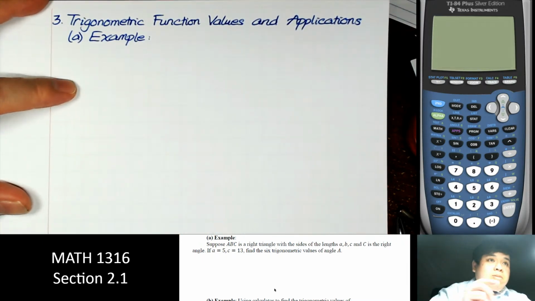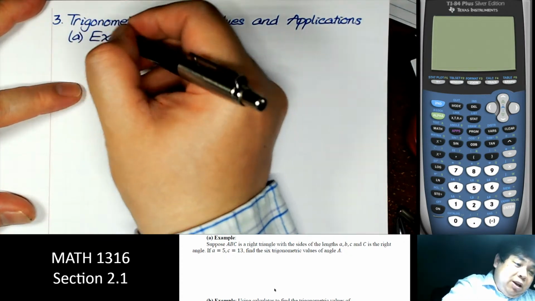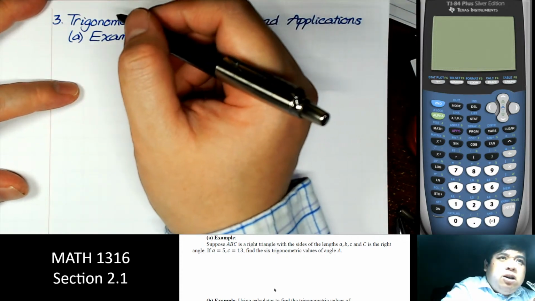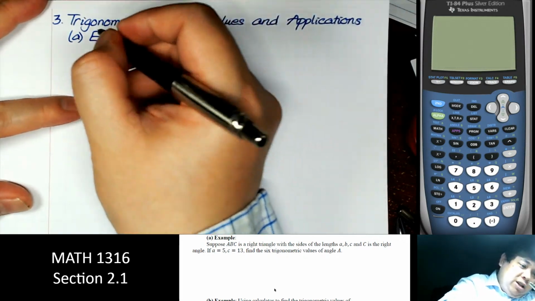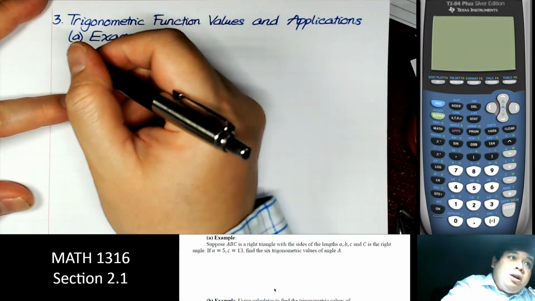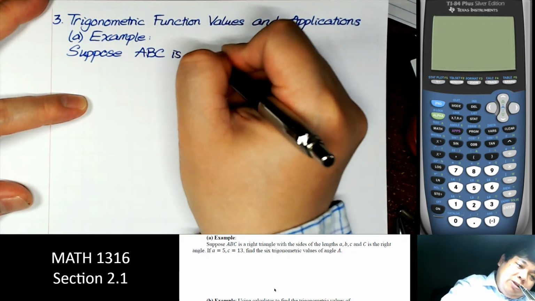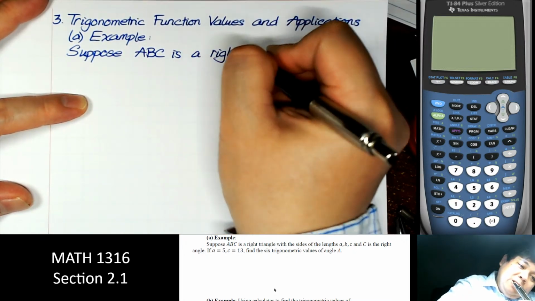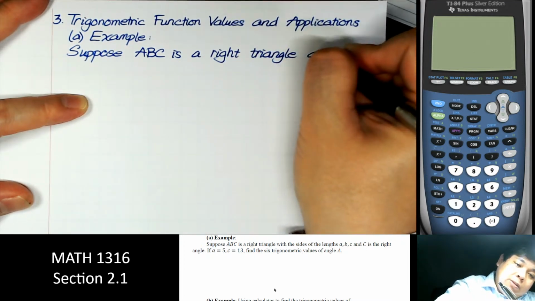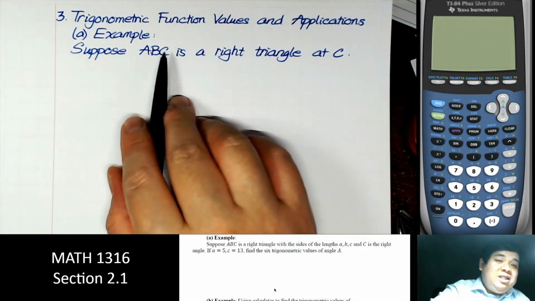I have to read that. We have a triangle ABC, which is a right triangle. Let me just write it. Suppose ABC is a right triangle. Usually we say a right triangle at C, we mean C is 90 degrees.